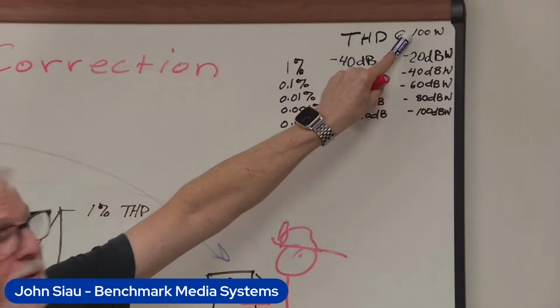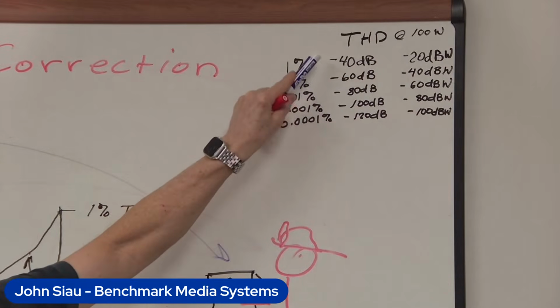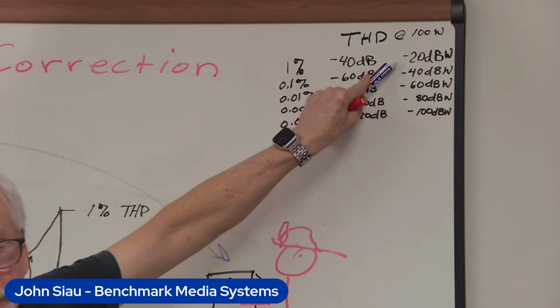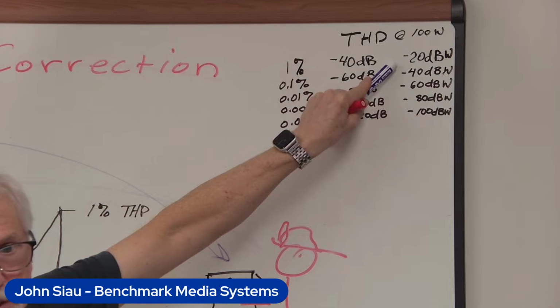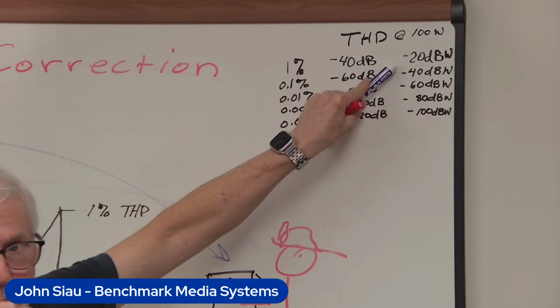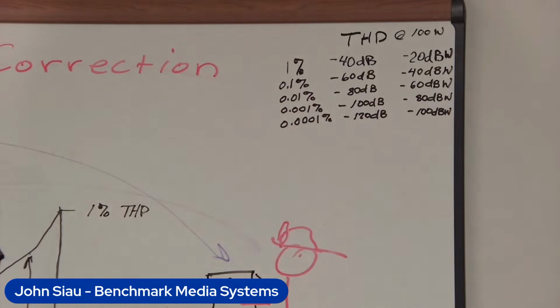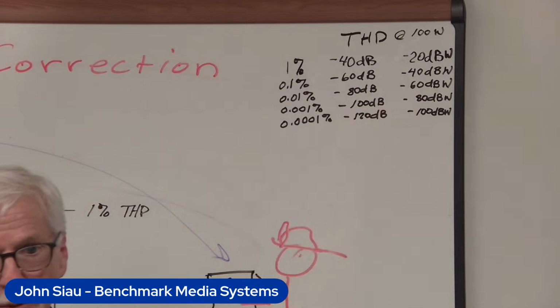If I've got a 100-watt amplifier, 1% is 40 dB below the music, but it's only 20 dB below 1 watt. Right, because 100 watts is 20 dB above 1 watt. So 1% distortion is minus 20 dB watts. If I've got speakers that are 90 dB SPL at 1 watt, 90 minus 20 is 70, which means the distortion in the room would be 70 dB SPL. That's like having an air compressor running in your room.